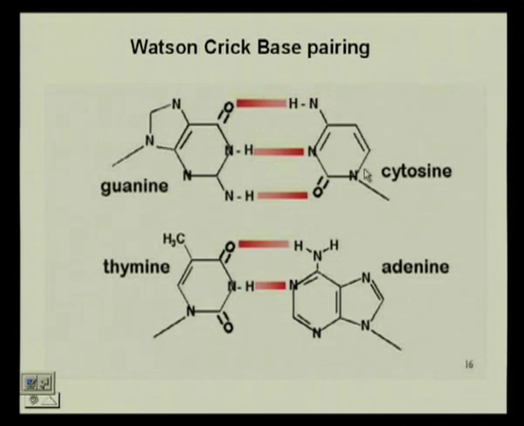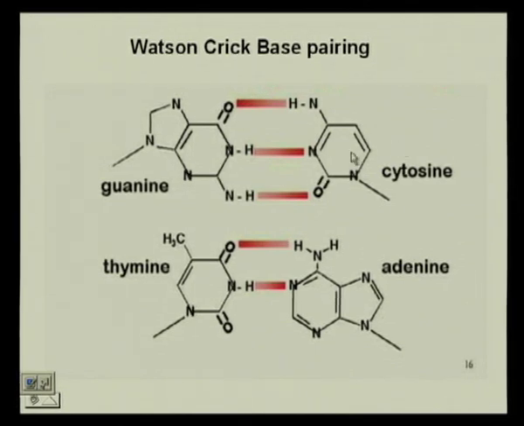Now, if you notice, you have here guanine and cytosine. What is guanine? Guanine is a purine. Cytosine is a pyrimidine. So, you have a link between a purine and a pyrimidine. If we look at the other base pairing, we have adenine. What is adenine? It is a purine. What is thymine? It is a pyrimidine. So, we have purine pyrimidine pairing.